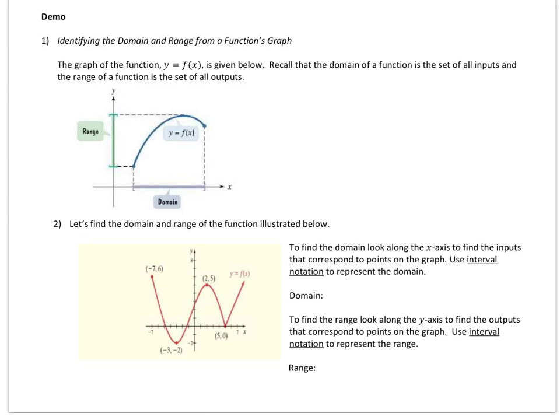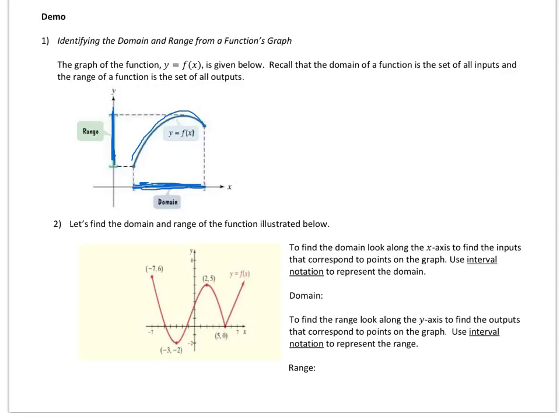We're first going to talk about identifying the domain and range from a function's graph. So if you remember, the domain is the set of all inputs of a function, and the range of a function is the set of all of its outputs. That is, the domain is all the x values and the range is all the y values. So we've got this picture of a graph of f of x, that's this blue graph right here. All of these x values that the graph lives on are the domain of the function, and all of these y values where the function lives represent the range.